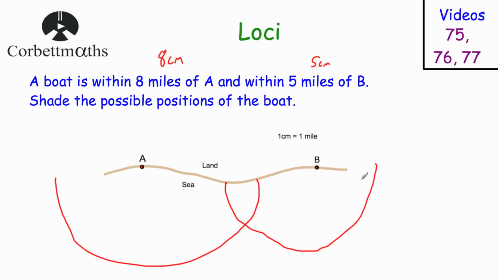So this circle has got a radius of 5 centimeters, and this circle has a radius of 8 centimeters. And we were told that the boat's within 8 miles of A at sea, so in other words, it's in here somewhere, but it's also within this circle as well. So that means the possible positions of the boat would be in this region here.